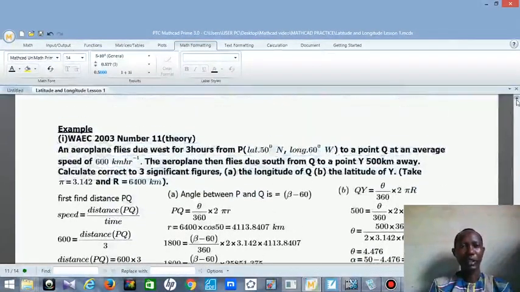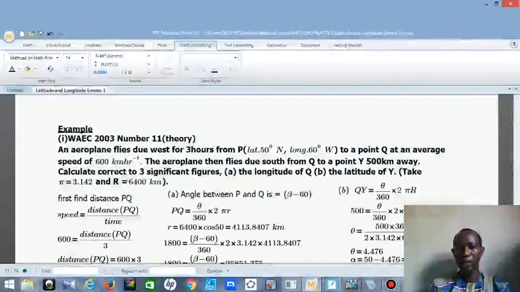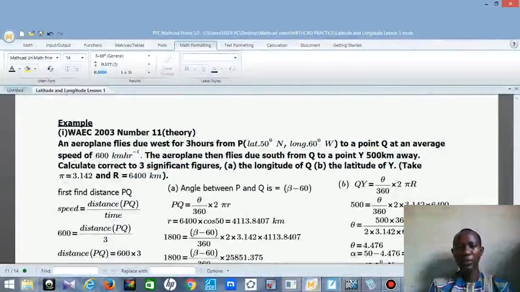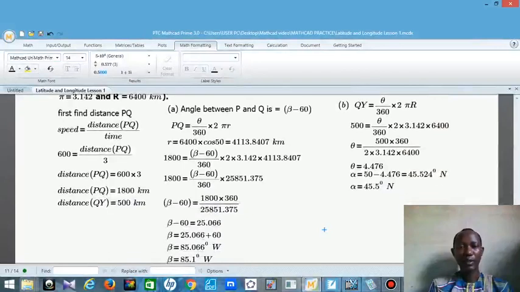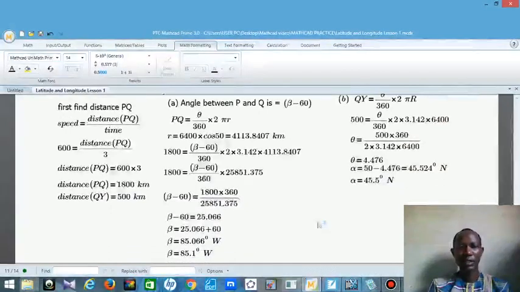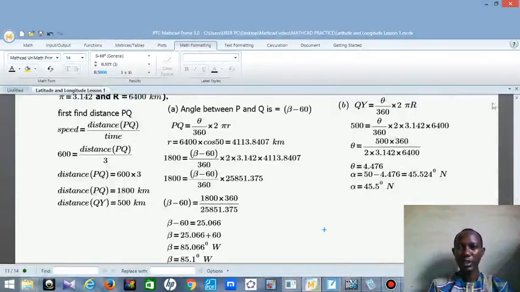Yeah, 2003 number 11 theory. Longitude of Q and latitude of Y. So the longitude of Q is 85.5 degrees west, then the latitude of Y is 45.5 degrees north. So go through the steps again, follow the equation very well, follow the information, and you see that it's not difficult. So thank you for listening.